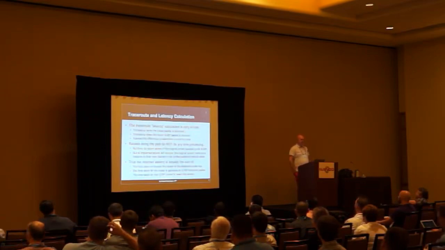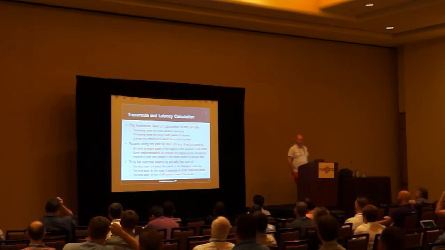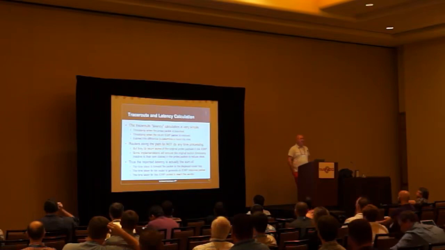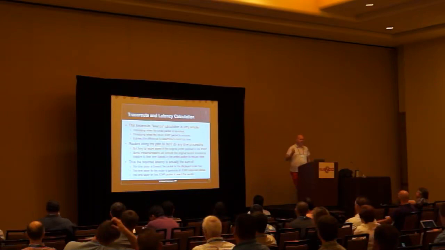The way Traceroute calculates latency is very simple. Like I said, you timestamp when you launch the probe packet, you timestamp when you get the ICMP packet back, and you subtract the difference, and that's your round trip time. There is no router-based processing of the packets themselves. The router doesn't do any calculation, the router doesn't have to have an accurate clock, the router doesn't do anything other than drop the packet and send the ICMP back.